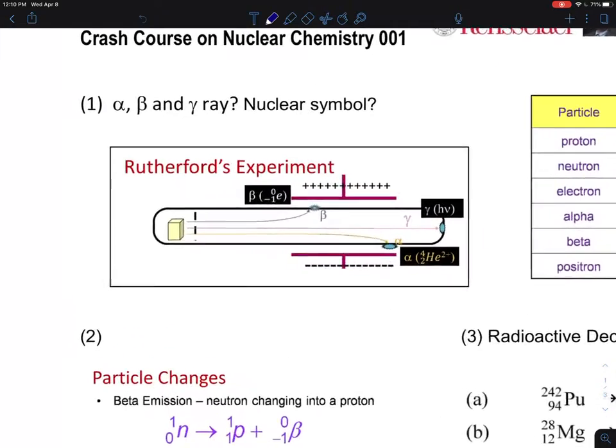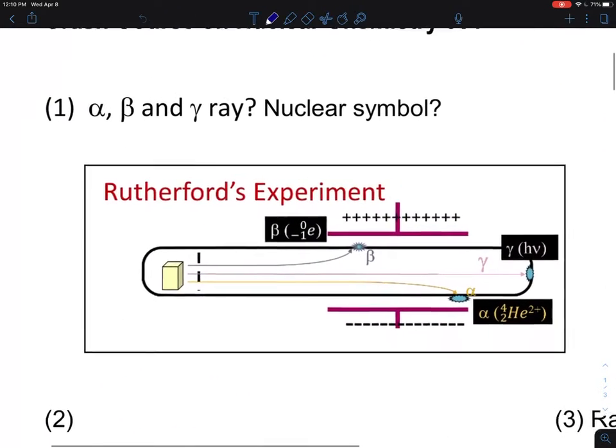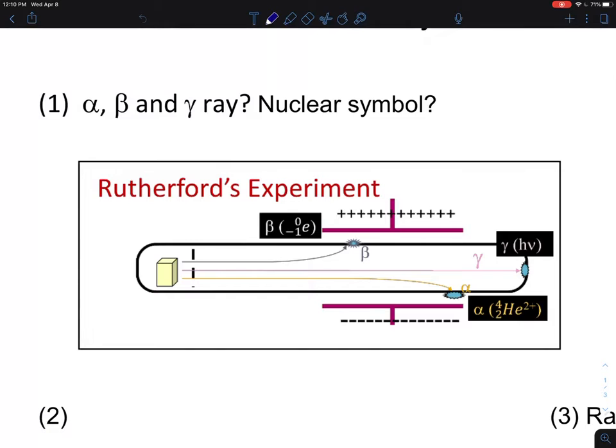So let's zoom in on this experiment by Rutherford. So Rutherford did an experiment. At that time, they didn't actually even know what an electron was. They only knew that they could generate some ray, a particle, that you can shoot through. And in the Rutherford experiment, he essentially applied an electric field. So this is a positive terminal, this is a negative terminal.